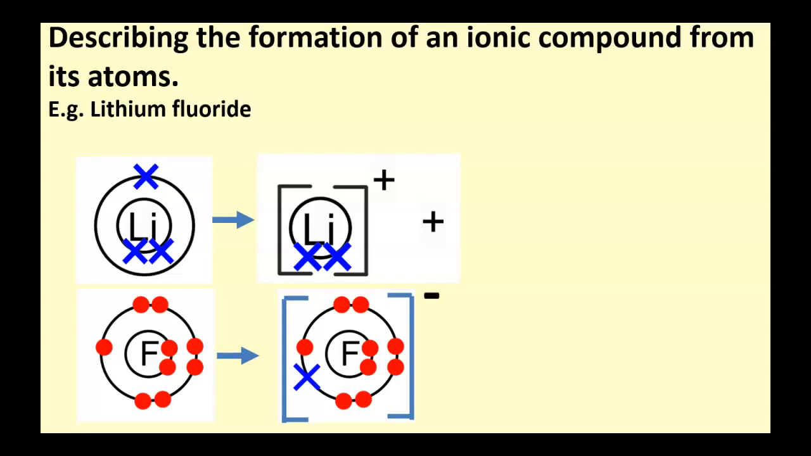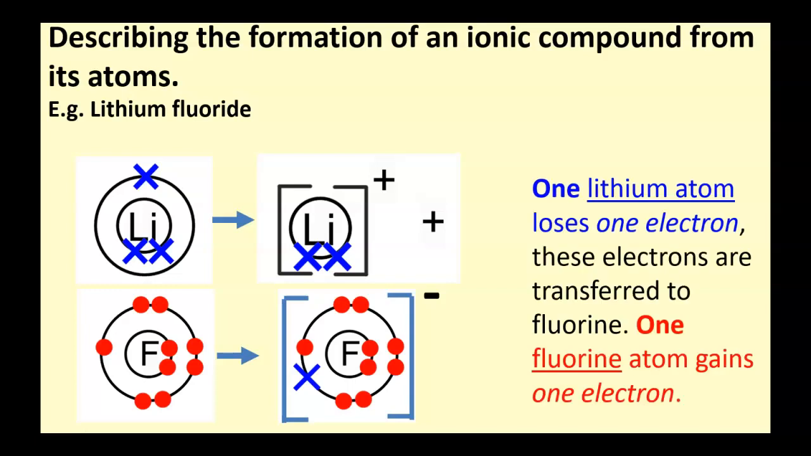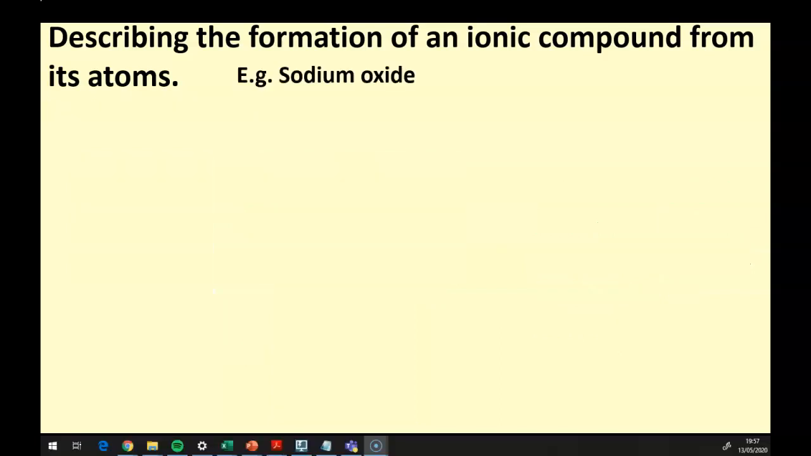This is something we will now need to describe in terms of words. So, one lithium atom loses one electron. The electrons which are lost are transferred to fluorine, and one fluorine atom gains one electron. So hopefully that's clear. You may want to make a copy of this for your notes if you think this would be helpful. Our second example is sodium oxide.